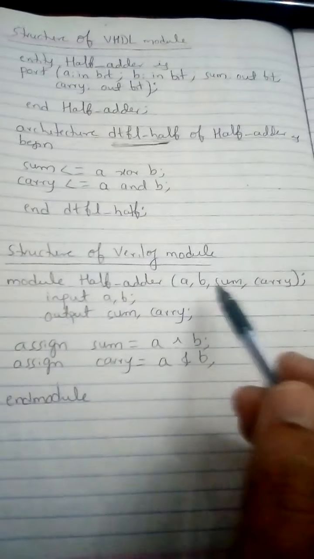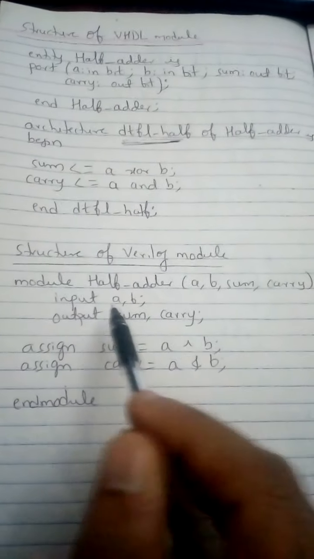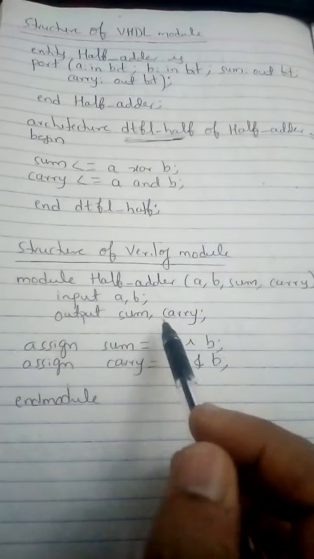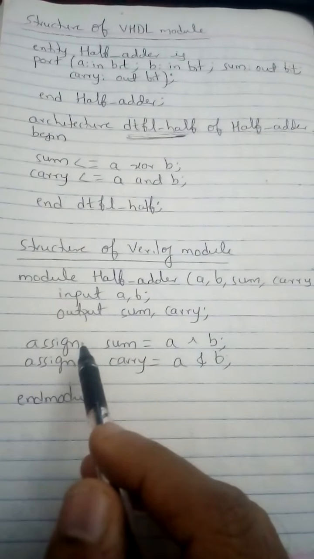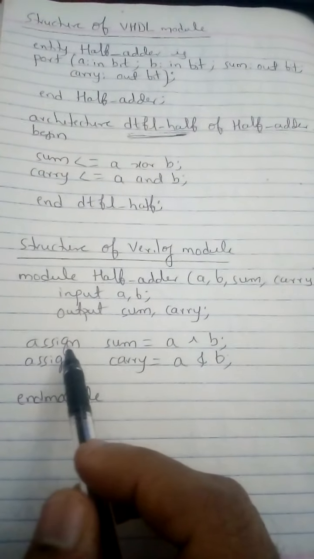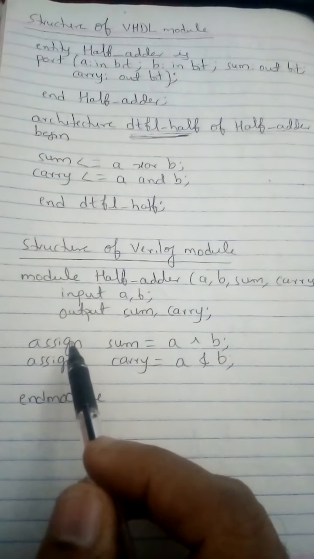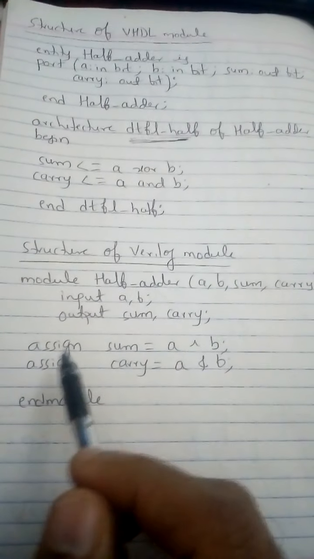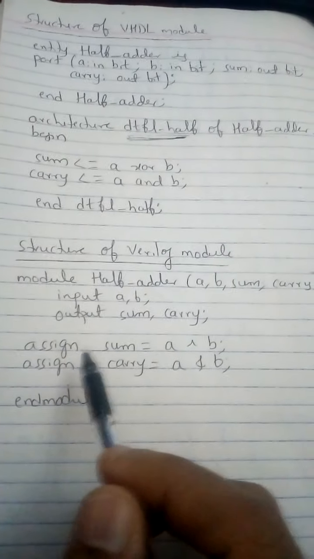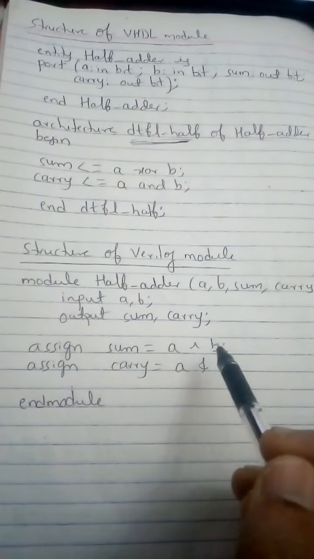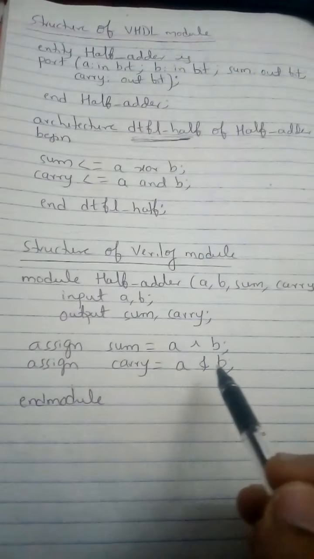So how we can do it: the module name is half adder, and we can give any name. A, B, sum, carry are the inputs and outputs. So inputs are A and B, outputs are sum and carry. So in the Verilog module, we are using one more keyword called assign. Assign sum equal to A XOR B, assign carry equal to A and B.